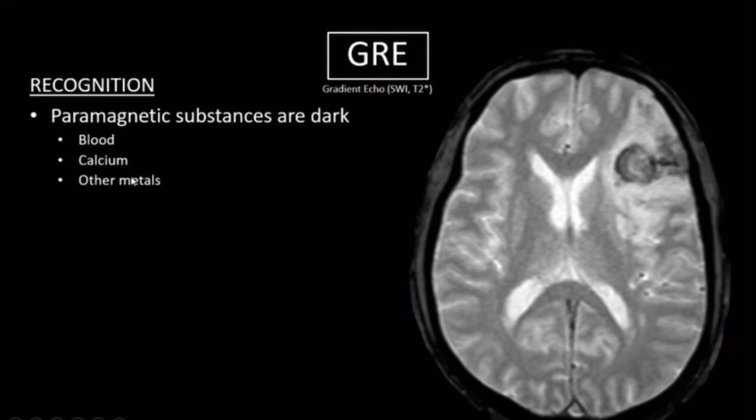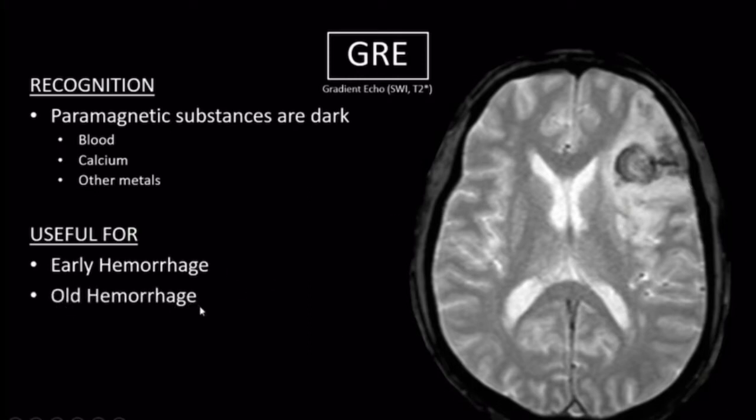Metals are dark, so things like blood, calcium, and other types of metals are going to show up on GRE. And what do I mean by other metals? Well, there have been cases, for example, of Wilson's disease where we can actually pick up on the copper deposition in the brain. What is this useful for? Early hemorrhage. Not many sequences can pick up on early hemorrhage. This one can. And old hemorrhage, secondary to deposition of hemosiderin.